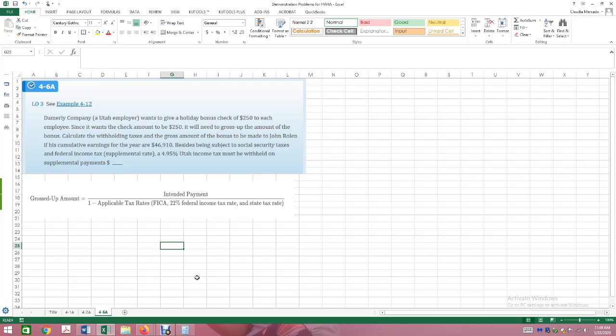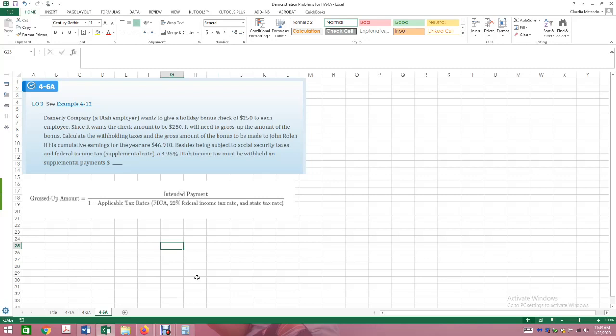Okay. So what they're saying here is that they want to cut their employees a check for $250. That's what they want their employees to take home. Well, as we know, we are subject to taxes. So we need to figure out how much I have to gross up this amount to be able to arrive at the $250 check amount that I'm needing.